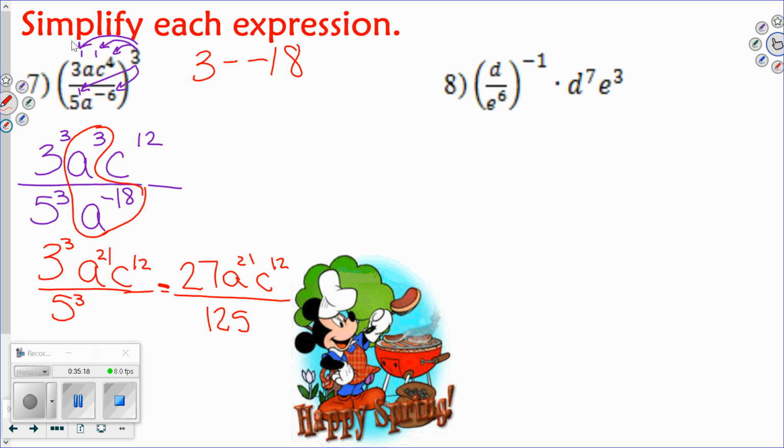Now, okay, hold on. Don't type in 27 divided by 125 because it will change it to a decimal. If you type it in as a fraction and then hit equals, if it will simplify, your calculator will simplify it for you.